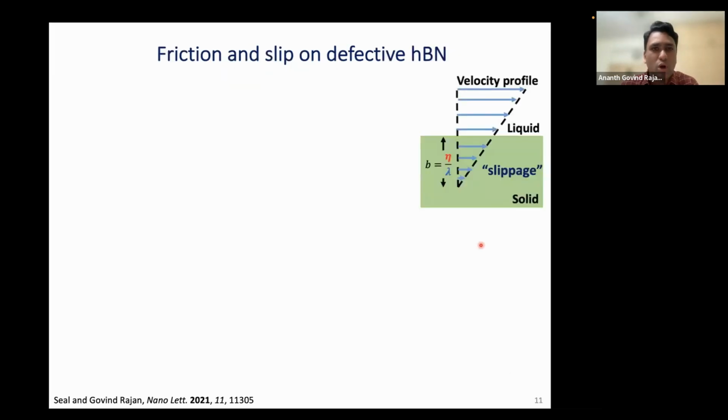Now let's move on and try to understand slip on defective HBN. So what exactly is slip? What slip means is that the no slip boundary condition is violated at the nanoscale. So instead of the velocity of the liquid at a stationary wall being 0, it is non-zero, and then you have to extrapolate the velocity profile to a distance b so that the velocity becomes 0. So the higher the slip length b, the higher the slip, and the higher the violation of the no slip condition, right?